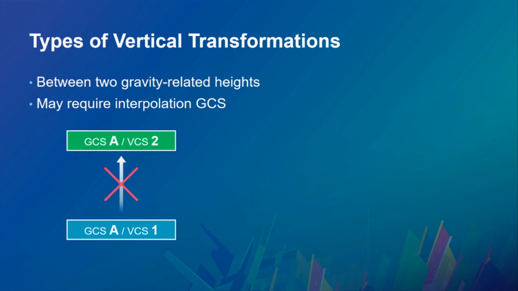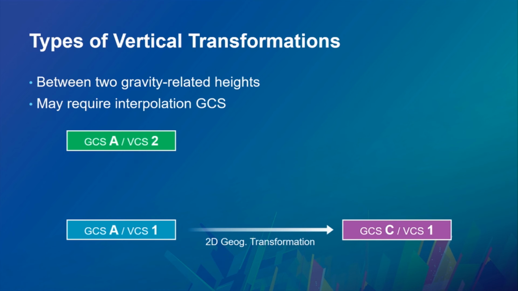One thing that may happen is that a lot of the transformations for vertical data in particular need some sort of file. We actually go out to a file on disk to figure out the offsets. And that might have a different interpolation that it needs to do, maybe uses a different GCS. So maybe we can't get there directly between the two gravity-related systems. Maybe we have to do something else.